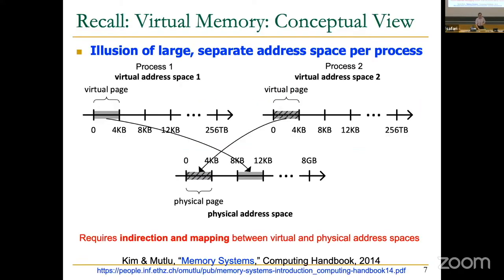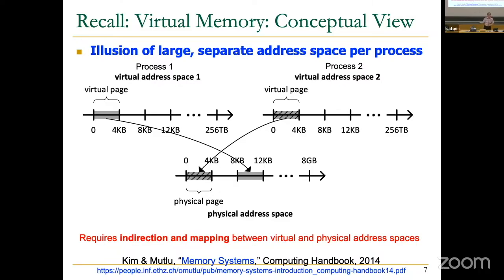And recall, virtual memory is really providing the illusion of a large separate address space per process. And this is a nice picture that I like using. Essentially, each process has its own virtual address space, which is large, and then physical memory is small, and you have this indirection and mapping mechanisms that map the virtual address space of each process to portions of the physical address space, and there's a management system that ensures that the programmer doesn't need to deal with managing the virtual address space or the physical memory in any of the programs.